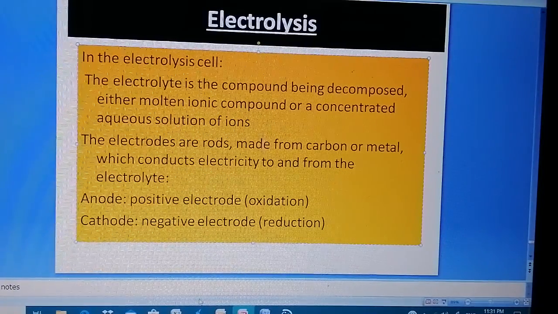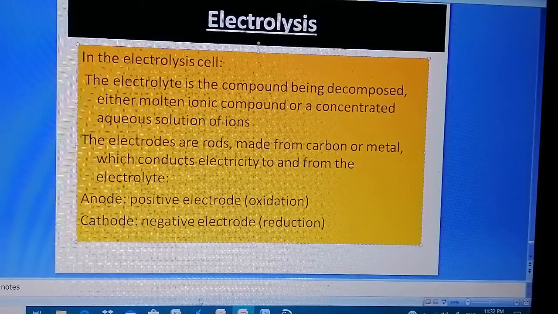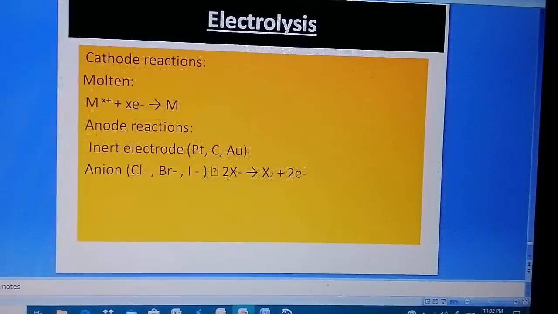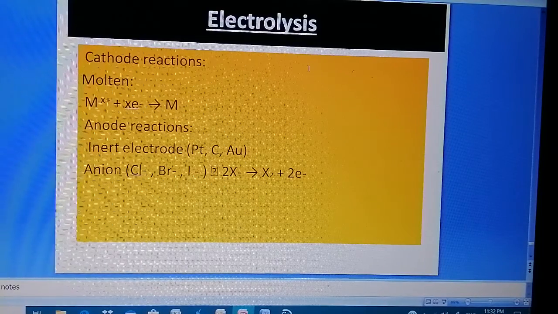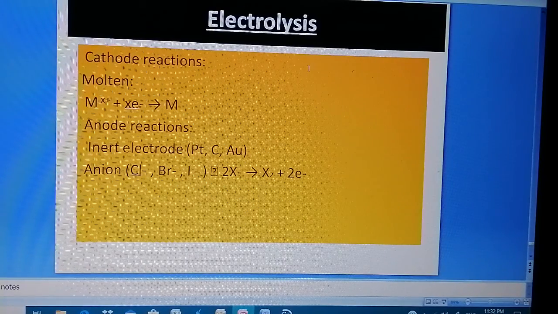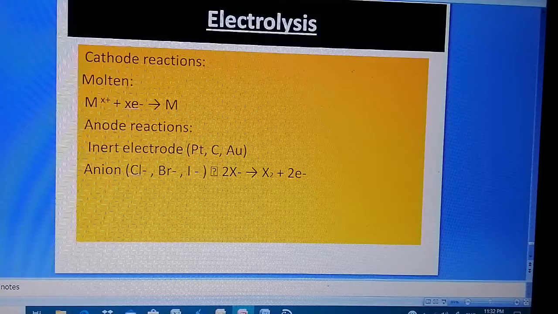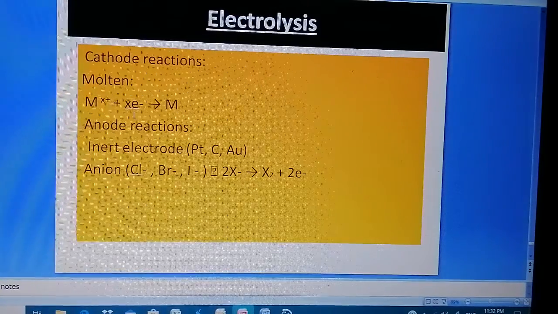As I have told you, anode is the positive electrode. Usually at anode oxidation takes place and at cathode reduction takes place. Now, if you do the electrolysis of molten complex compounds, at anode oxidation takes place. Oxidation means loss of electrons, and at cathode reduction takes place.